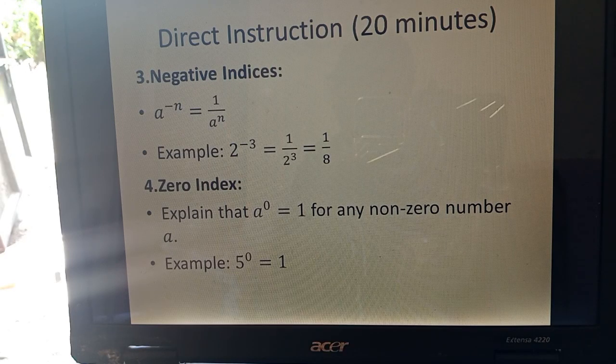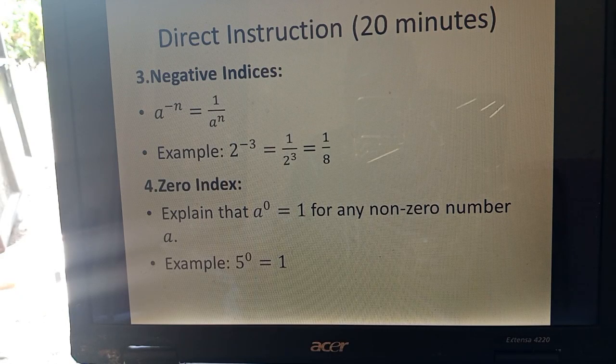Guys, these laws, we are going to prove them, so you don't need to be scared. You just need to search for that video which shows you the proof of the laws of indices. For the negative index, we have the example 2 raised to negative 3, which equals 1 over 2 cubed. Remember, our a is 2 and our n is 3, and therefore it is 1 over 2 cubed, which is 1 over 8.